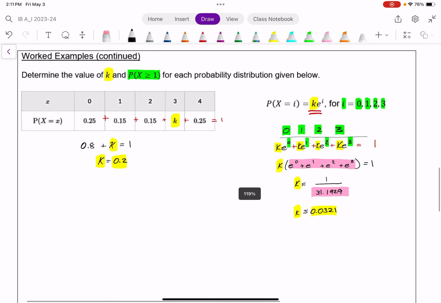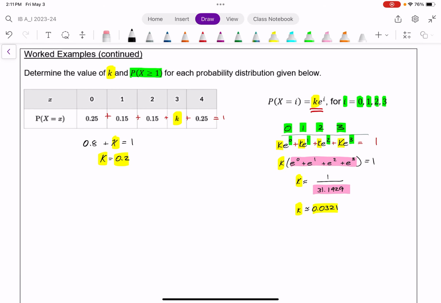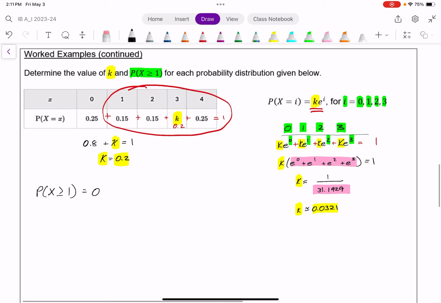So now the second part to the question is, what is the probability of x being greater than or equal to 1? Which means, what's the total probability of any of these taking place? One way I can figure out that total probability is just add these up. And keep in mind, we know k is 0.2. So one possibility is to add 0.15 plus 0.15 plus 0.2 plus 0.25, which leads me to 0.75, which was nice and quick.